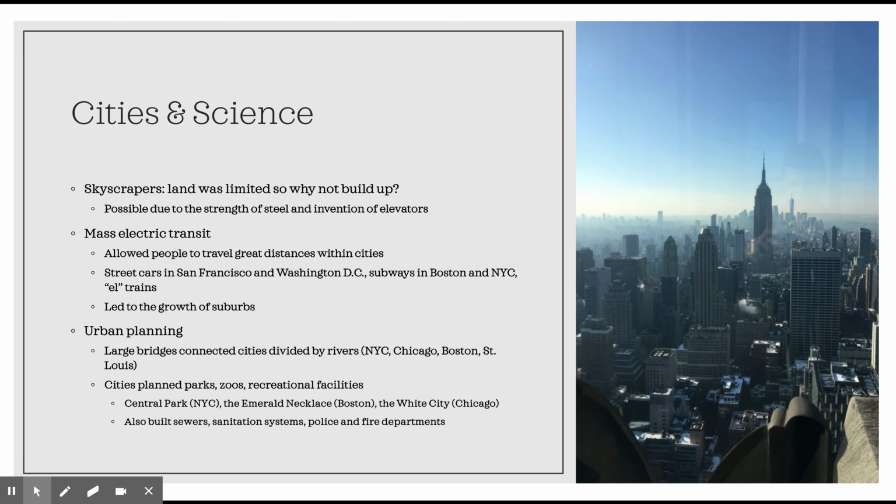And these city planners also planned parks and zoos, recreational facilities for people to go outside and enjoy and be able to relax. And places like Central Park in New York City, the Emerald Necklace in Boston is another one, the White City in Chicago. In Washington, D.C., we have the National Mall and Meridian Hill Park and lots of other parks.